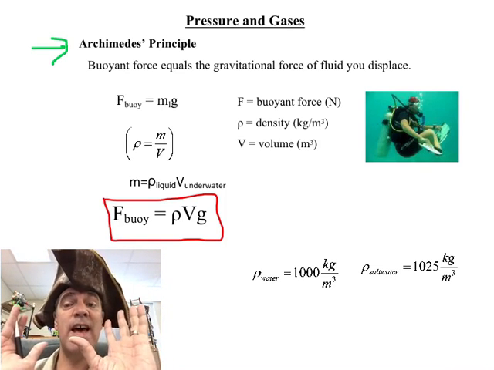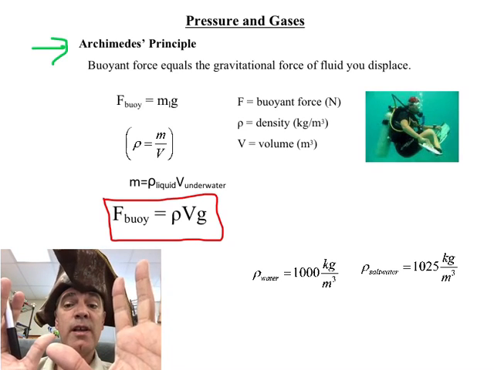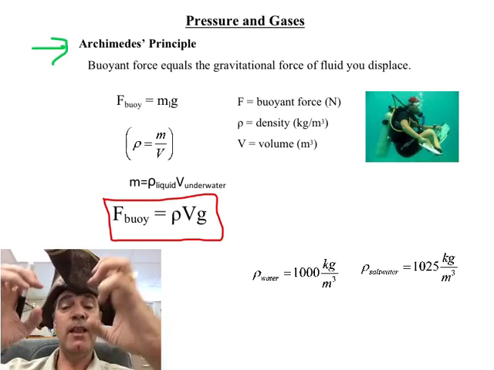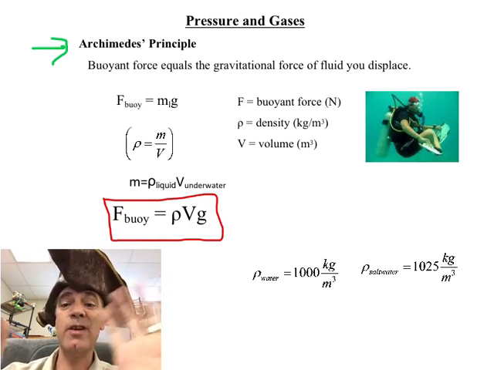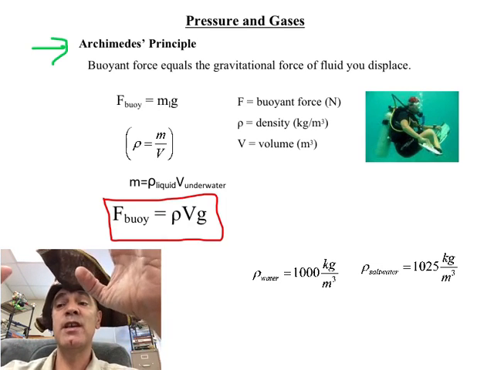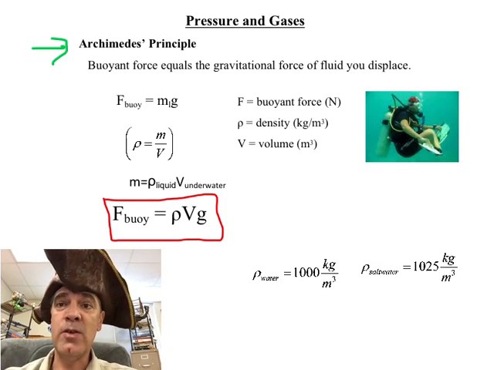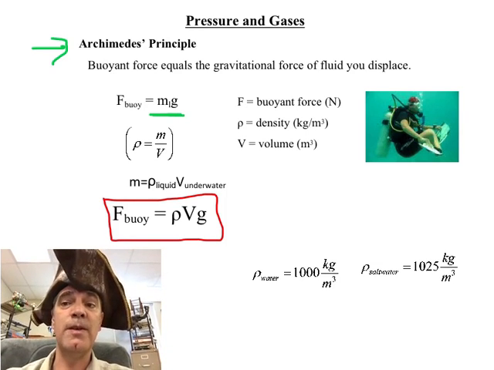Archimedes' principle says that there's a force for anything that's in a liquid. That's called buoyant force. It's an upward force, and it equals the gravitational force of whatever it is you're displacing. And since it's a gravitational force, it starts with mg.